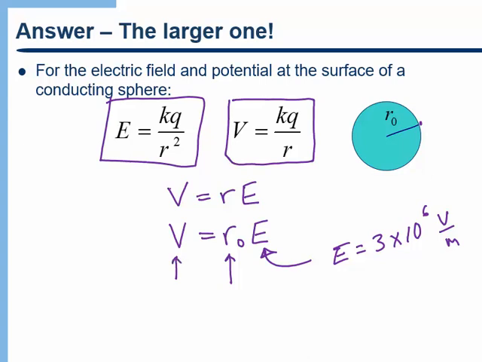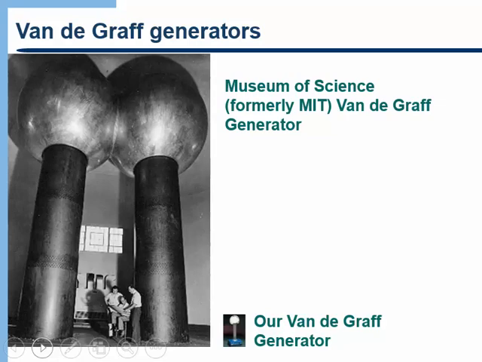Now, there's kind of an interesting example of this, and that is the Museum of Science Van de Graaff generator. Many of you have seen the electricity show at the Museum of Science. If you haven't, I really encourage you to go to it. It's a fun thing to go see. Well, the Van de Graaff at the Museum of Science was originally at MIT, and it was not built as a demonstration device. It was built for experiments.